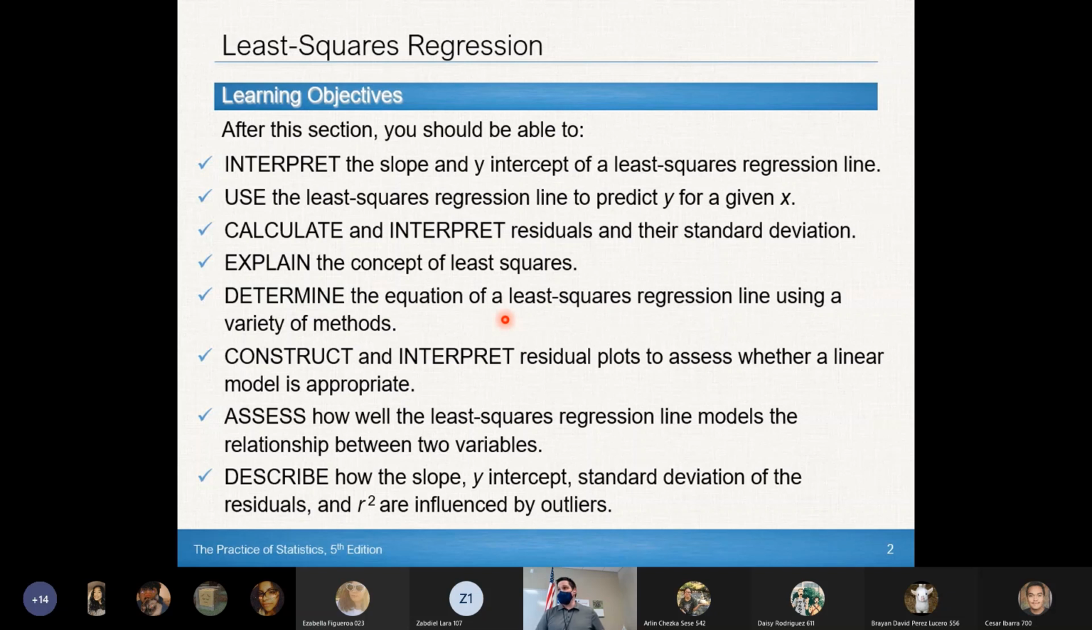Most likely you're just going to use your calculator for this. Construct and interpret residual plots to assess whether a linear model is appropriate. Again, you'll use your calculator to be able to do this. Assess how well the least squares regression line models the relationship between two variables and describe how slope, y-intercept, standard deviation of the residuals, and r-squared are influenced by outliers. That's again a big old chunk of stuff. We're going to get through some of it today, the rest tomorrow, and then we'll do examples.